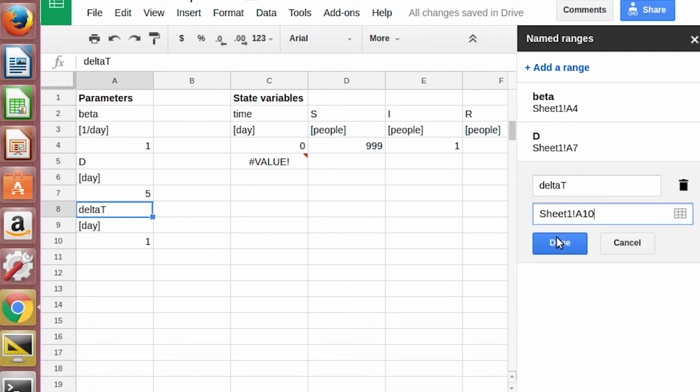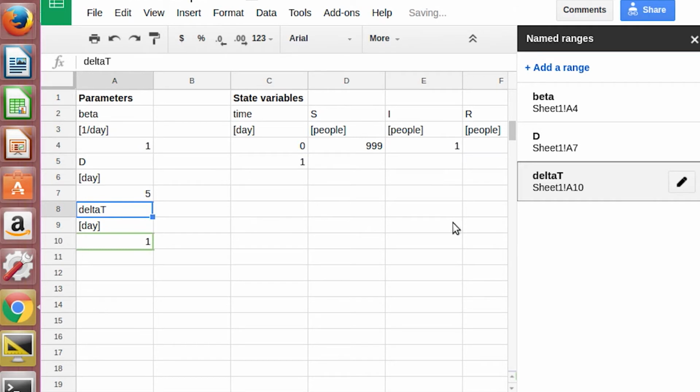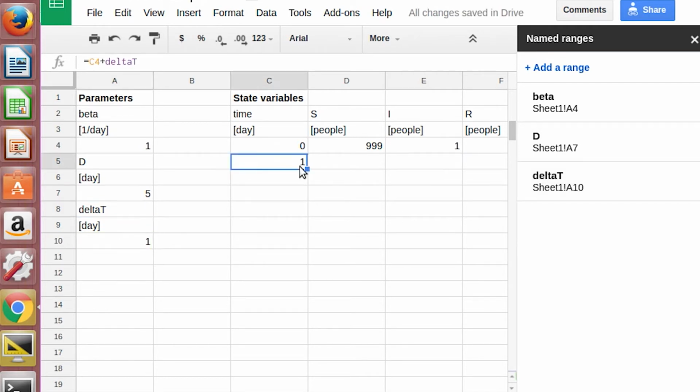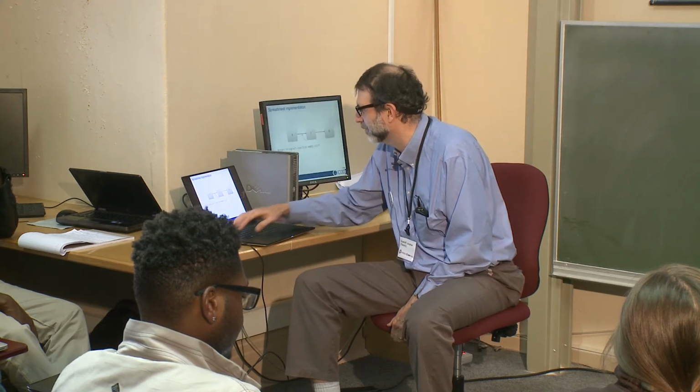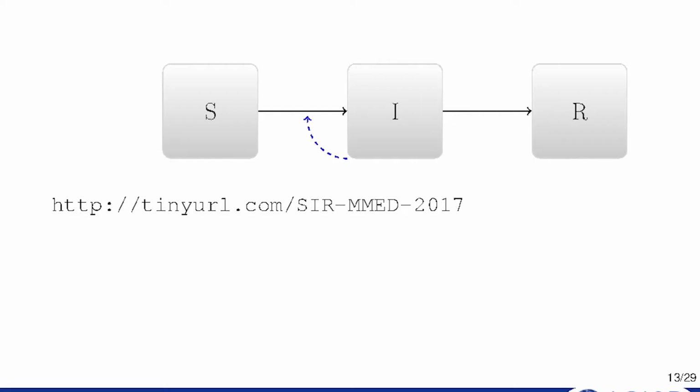So how am I going to calculate S for the next time? Should we go back to the picture? Let's go back to the picture just for reference. So how are we going to calculate S for the next time? Okay, we're going to start with S. That's a good point, right? So the S for the next time is going to be based on S for this time. And what's going to change it?